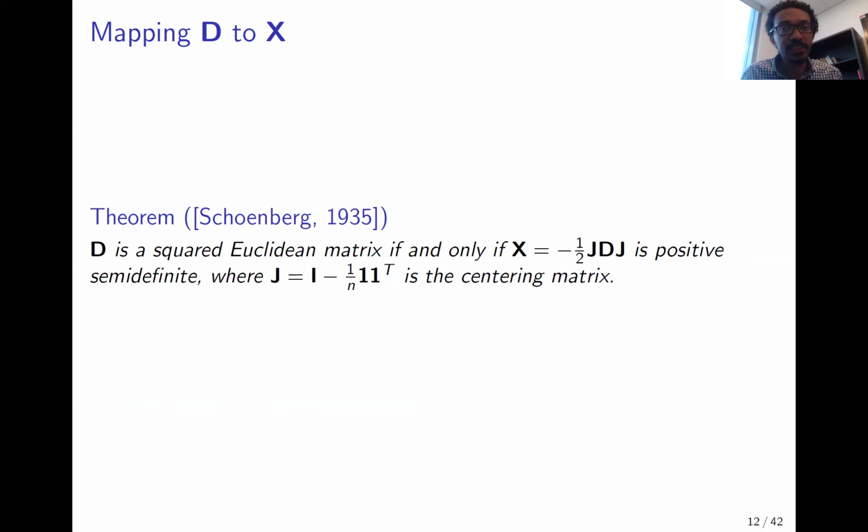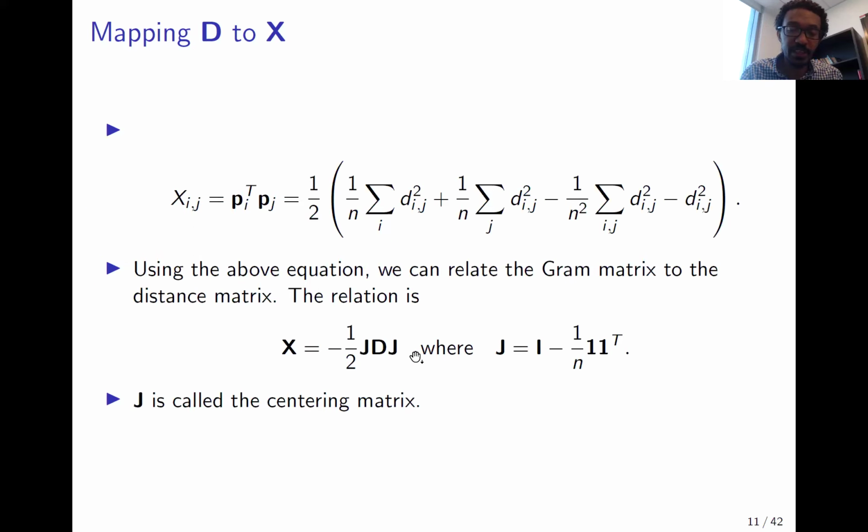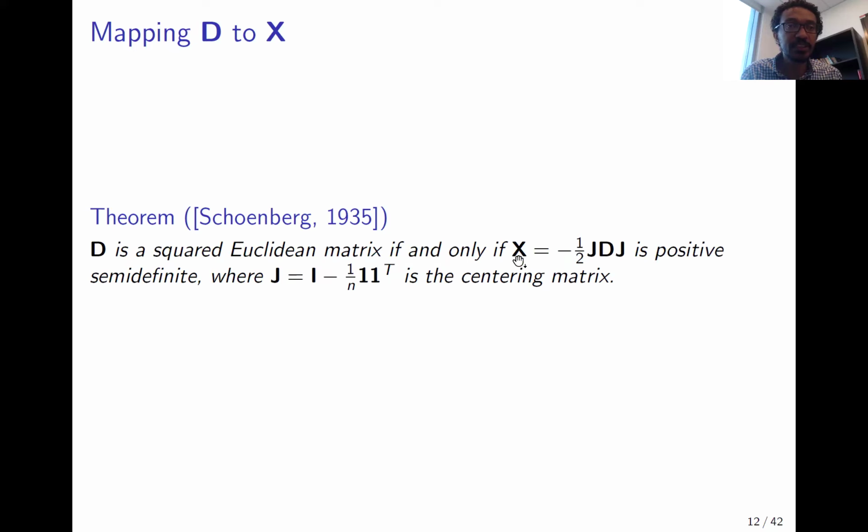This is a classic result, which essentially says the following. If I give you a distance matrix D, how do we know that this is a valid Euclidean distance matrix? This result due to Schoenberg says that D is a squared Euclidean distance matrix if and only if, when we apply this operator, minus half J D J, on both sides, the resulting matrix is positive semi-definite. This J is called the centering matrix.